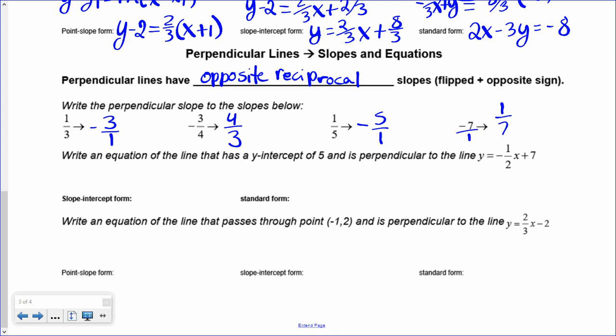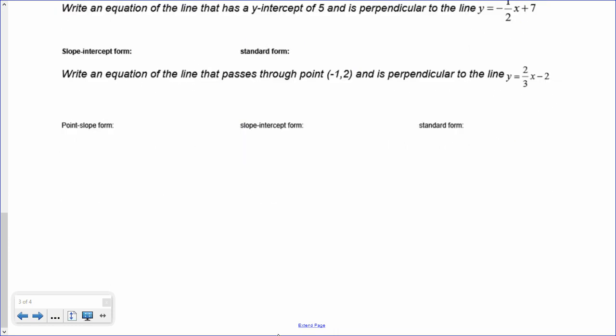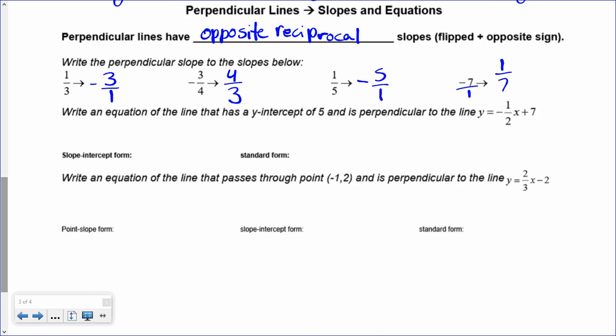Remember that every whole number technically is over 1, so you can create that reciprocal. Alright, is everybody with me with the slopes for perpendicular? Wait, our 1 and 3, it's -3/1. This, our first example? Yeah. Okay, I just didn't see it.